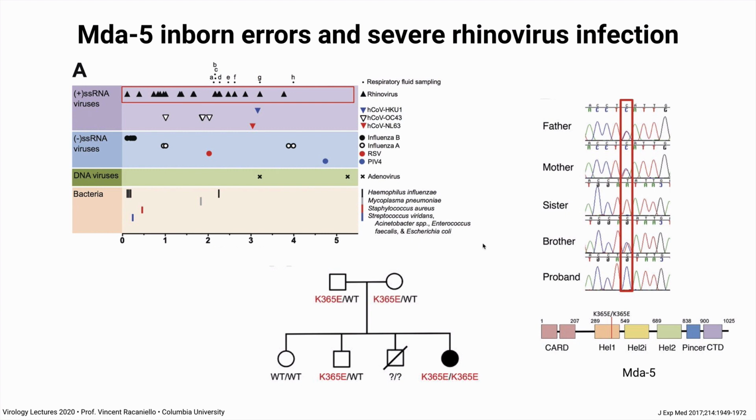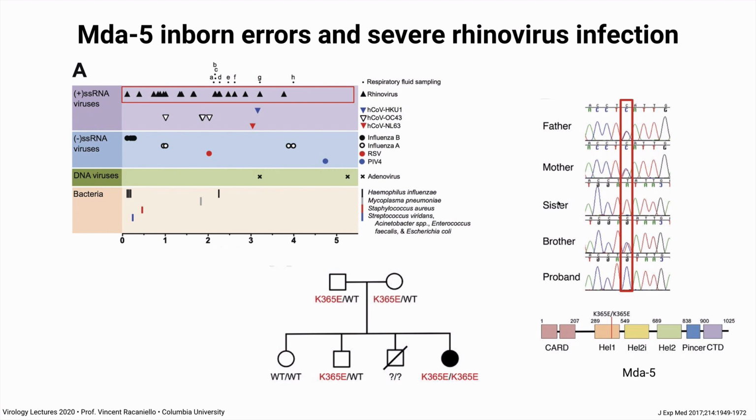So this child was particularly susceptible to multiple and severe infections. So they sequenced the genome of this child and sequenced siblings and parents of the child as well. If you can get all of that information, then you can look at the inheritance of any SNP that you identify. And so on the right are the sequencing traces in the MDA5 gene. It turns out that MDA5 mutation is associated with severe rhinovirus infection.